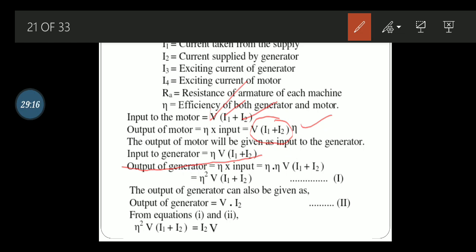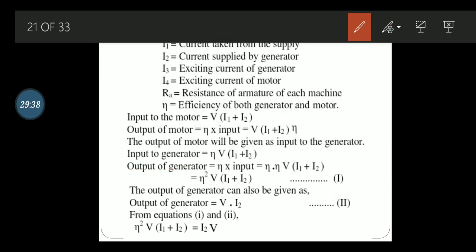Then the output of the generator is calculated again by eta into input. So the input of the generator is substituted here, and finally the output of the generator is eta square V into I1 plus I2.